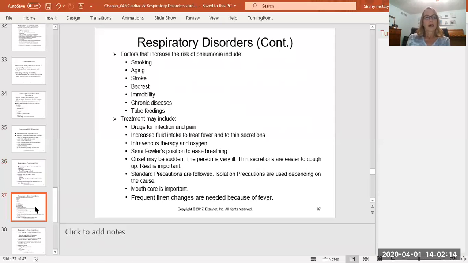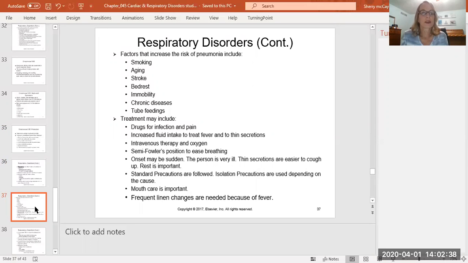Things that increase your risk. Boy, that smoking sure comes up a lot, guys. I hope you're not smoking. And I'm talking vaping too. Aging, stroke, bed rest. So remember we talked about folks who are in bed rest for a long time. They are really at risk for developing pneumonia. Immobility, that's why. Chronic diseases, tube feedings, because they may aspirate.